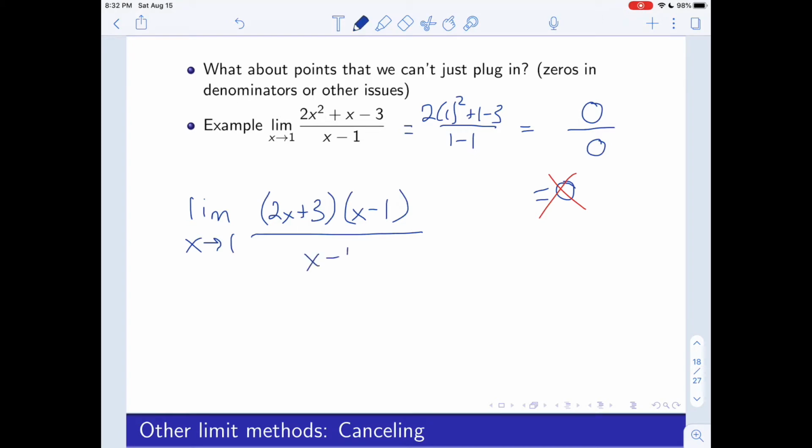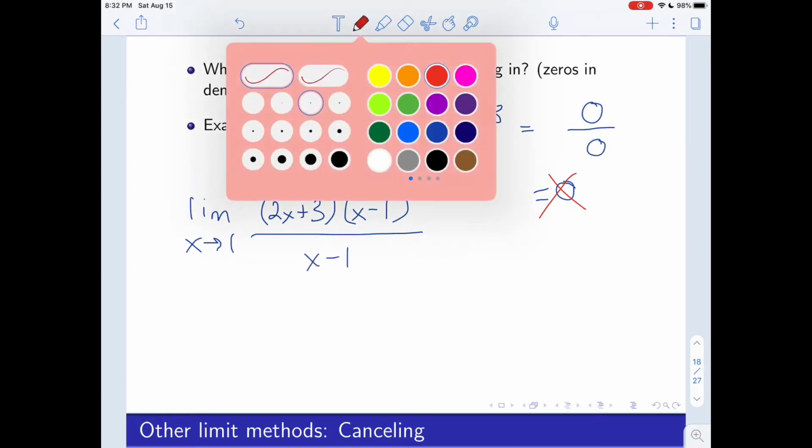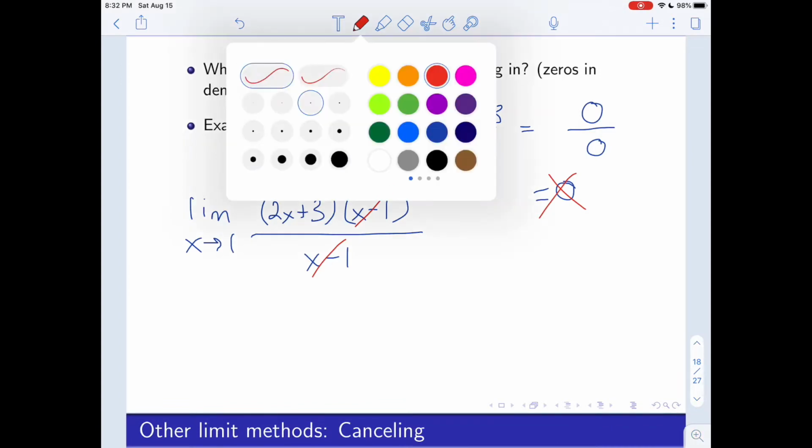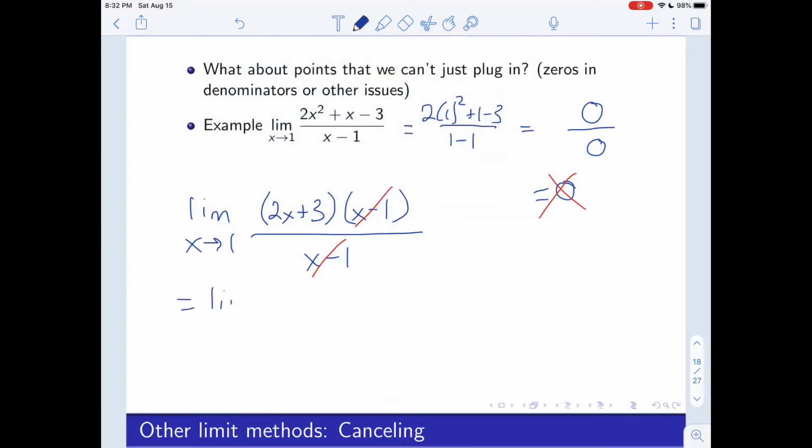So now I've got x minus 1 both on top and on the bottom, and I can cancel them. And so now I'm just left with the limit as x approaches 1 of 2x plus 3, and that looks like something I could plug in. That's just 5.